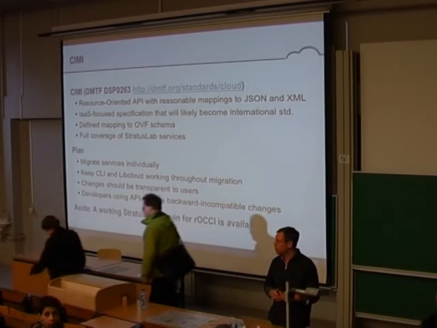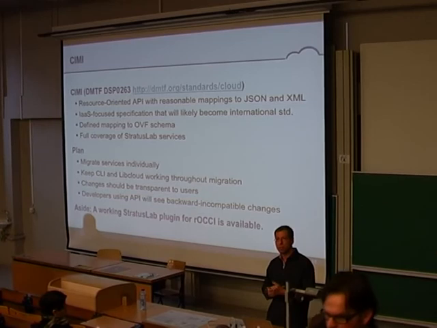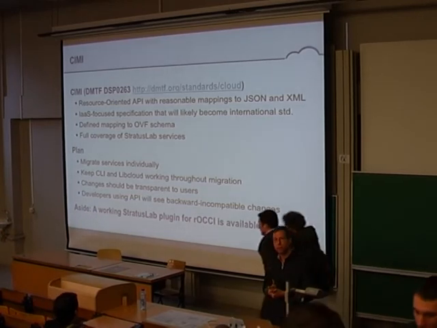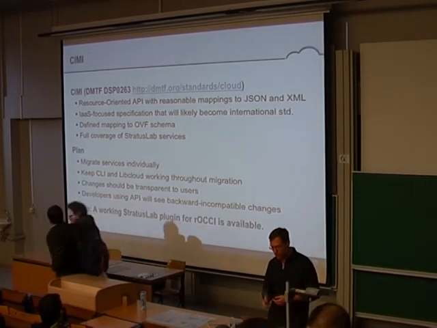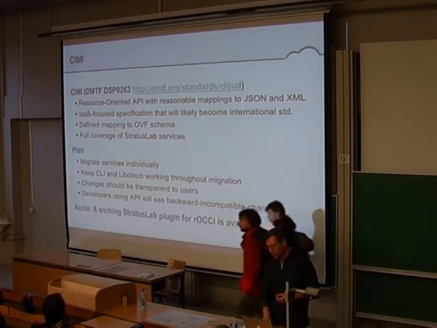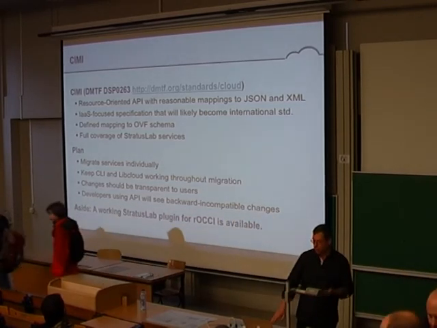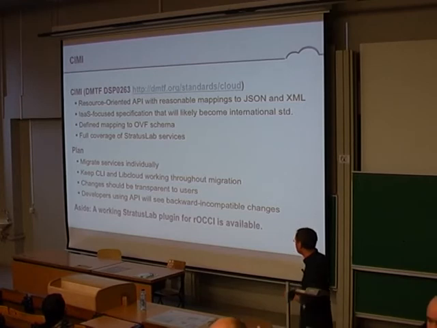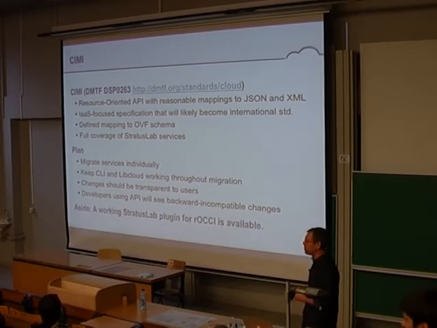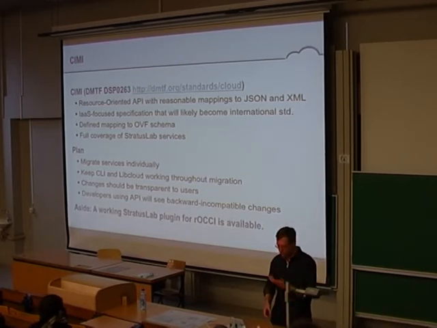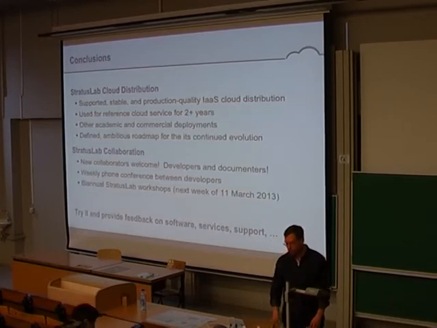And then the last thing is really what we want to do is implement CIMI. So that's the interface that we've rather decided for us. So that's what we're planning on implementing for our native API. Just as an aside, we do actually have a plugin for Rocci, so if anyone really wants to use OCCI, we do have an interface for that.